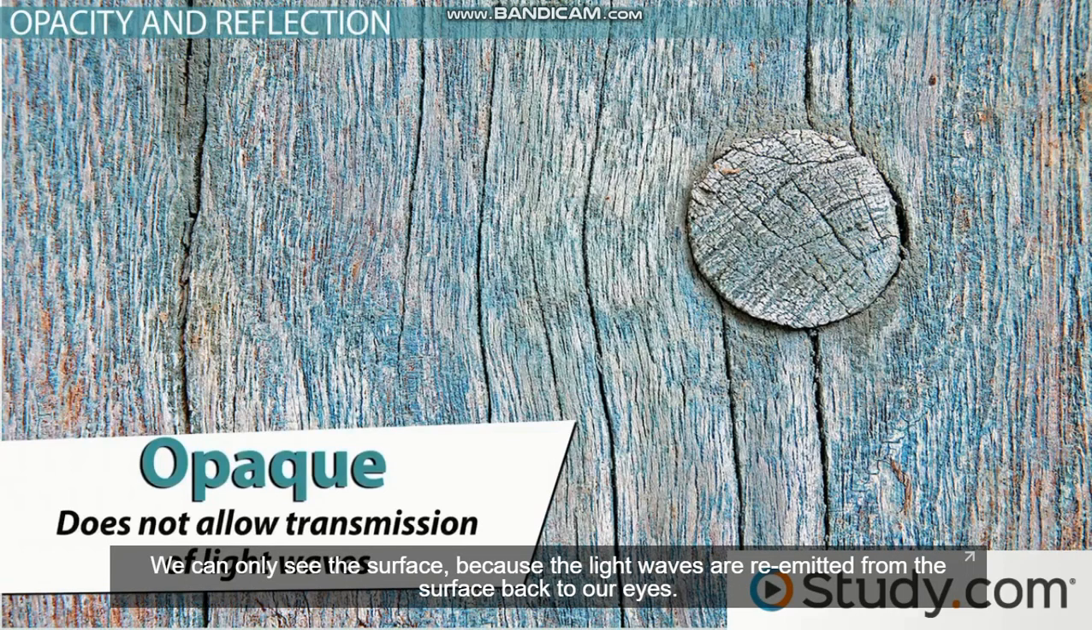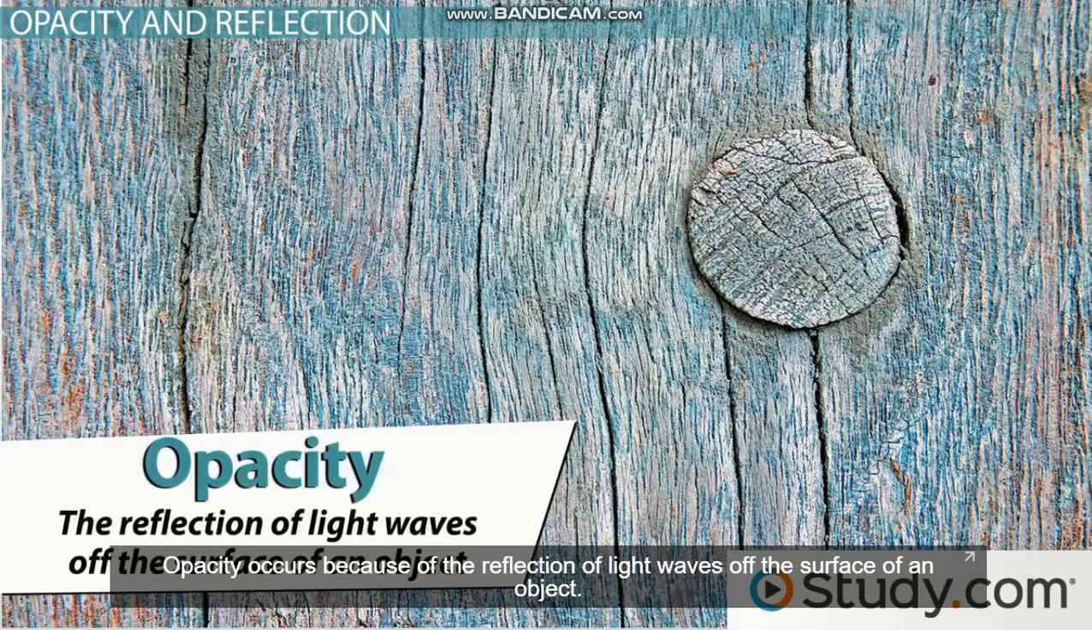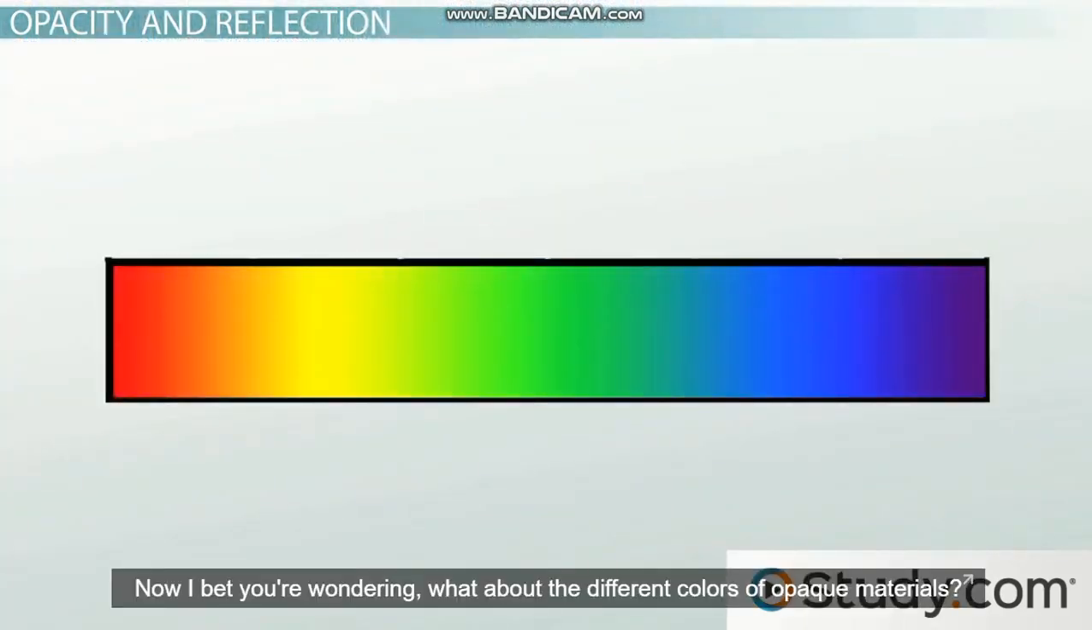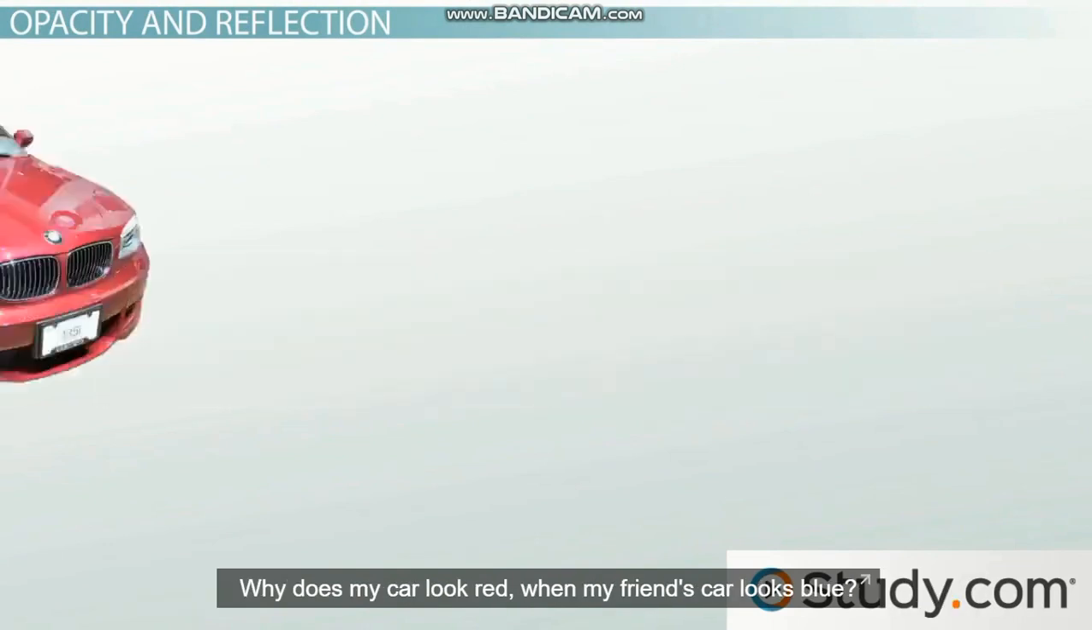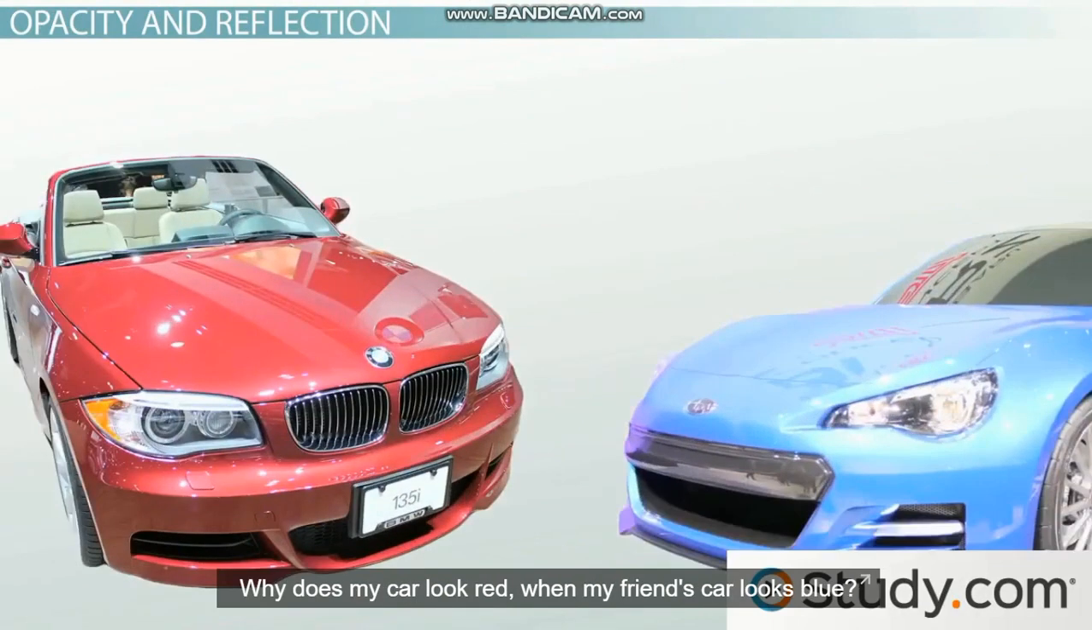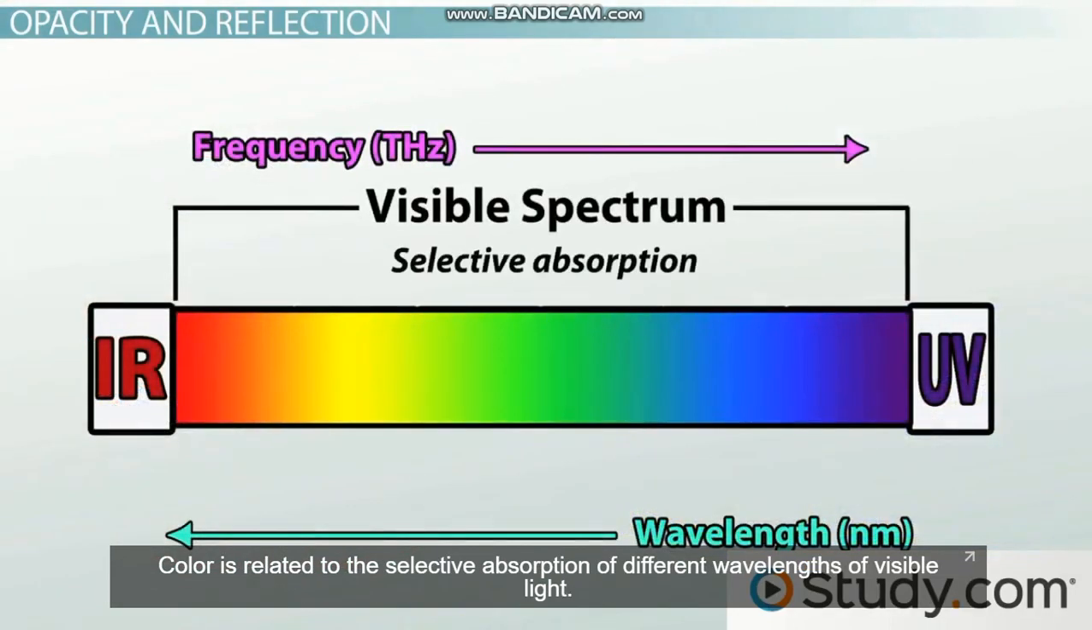We can only see the surface because the light waves are re-emitted from the surface back to our eyes. Opacity occurs because of the reflection of light waves off the surface of an object. Now, I bet you're wondering, what about the different colors of opaque materials? Why does my car look red when my friend's car looks blue? Well, again, you're going to have to hold that thought. Color is related to the selective absorption of different wavelengths of visible light.